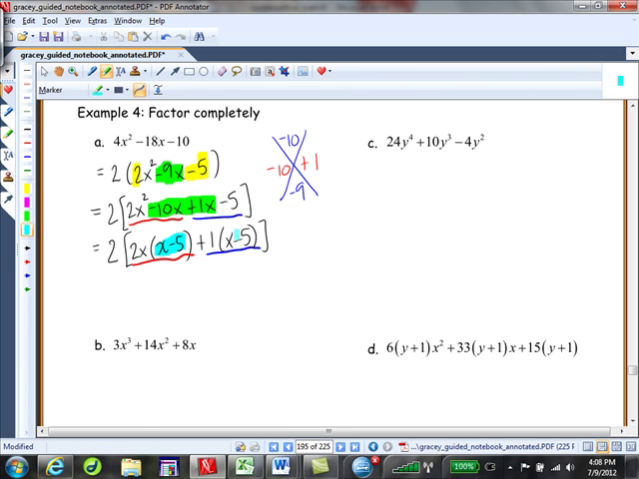And we have a common binomial factor of x minus 5. So at the end of the day, we will get 2 times x minus 5 times 2x plus 1. And x minus 5 was that common binomial factor. Okay. Part B.